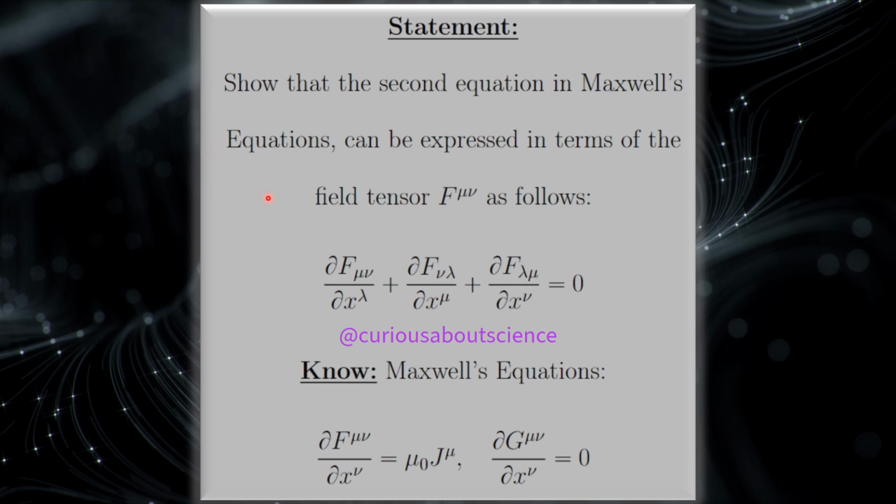field tensor F^{μν} as follows, where we have the partial of the field tensor with respect to λ, μ, and ν, but every time we do that, we shift the field tensor indices. So if we have a λ here, it's μν. If we have μ here, we have νλ, and we have ν here, so we have λμ. And of course, we're saying that's all equal to 0.